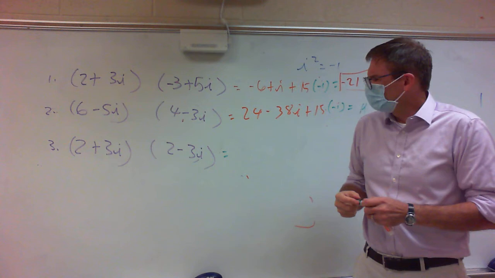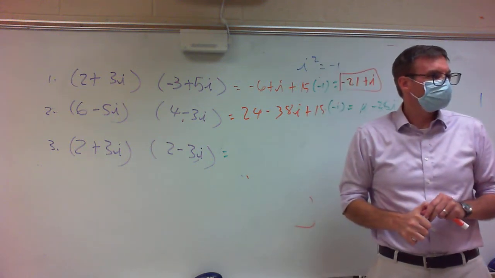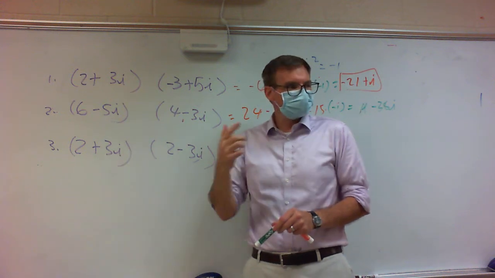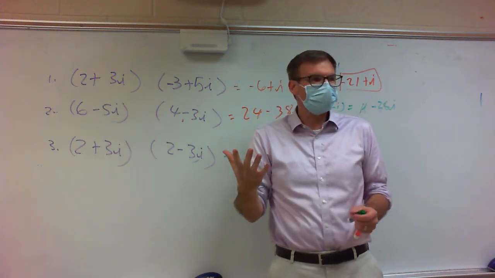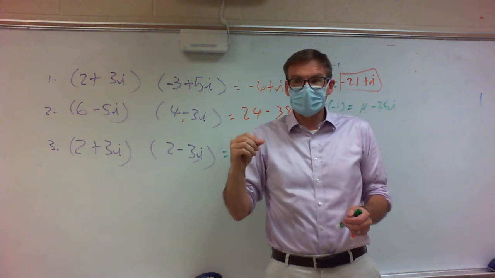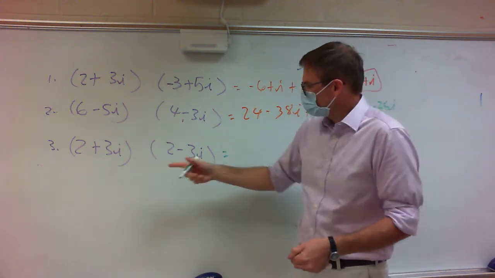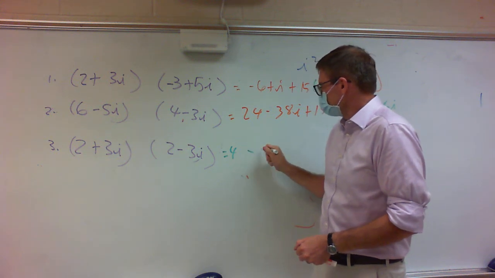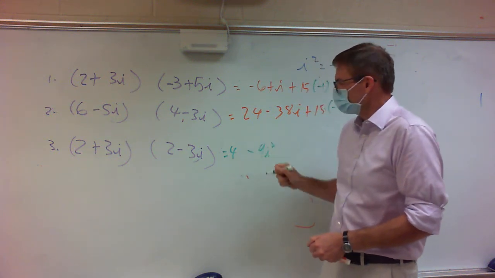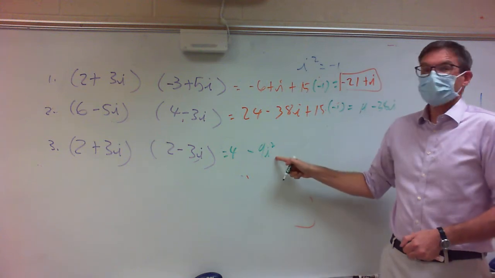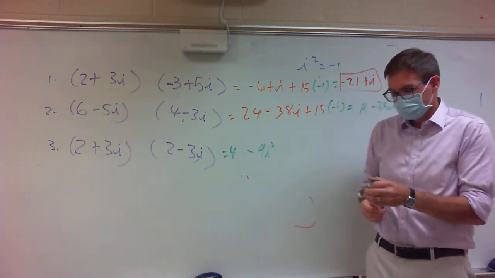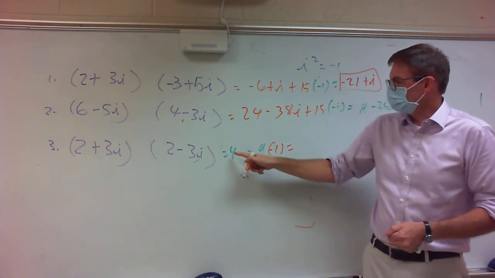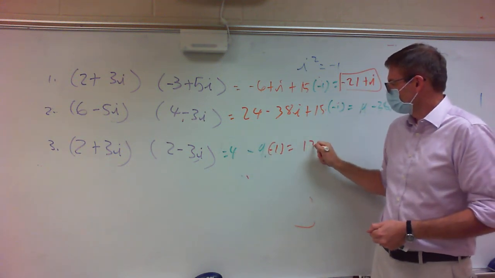Oh, kind of looks like a difference of squares. Whenever you look at two binomials where they're almost the same except one's a plus and one's a minus, you get a difference of squares, meaning that middle term cancels. So if that middle term cancels, I'm going to get 4, and then I end up with a minus 9i squared. Of course, that i squared is a negative 1, so I can go ahead and erase that and make that a negative 1. And so that gives me 4 plus 9, which gives me 13.